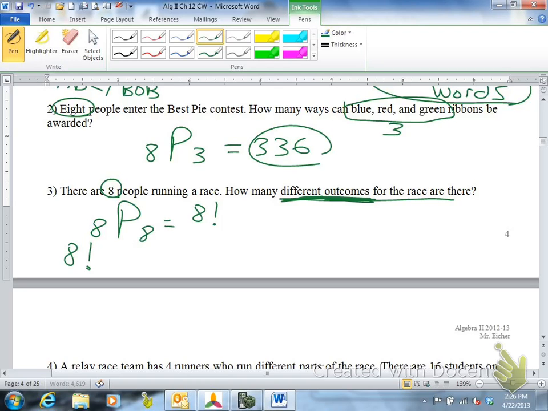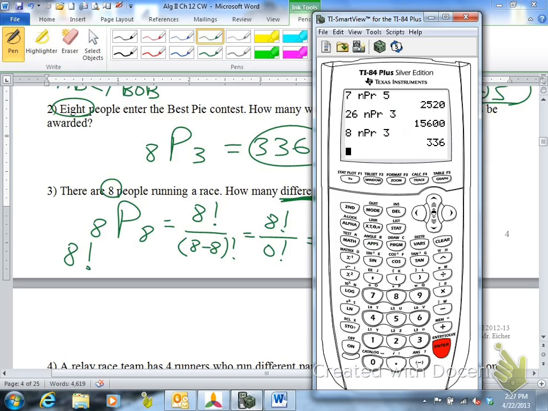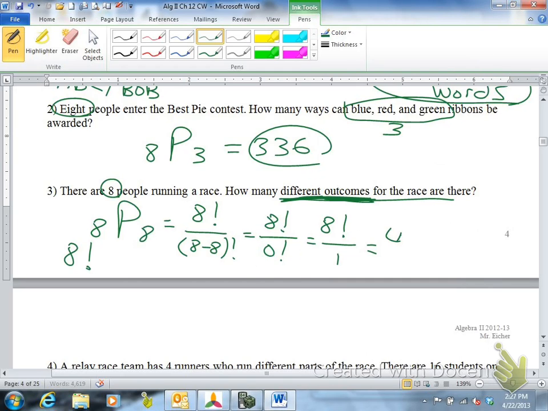So the formula looks like this, where 0 factorial is defined to be 1. So you get the same answer as 8 factorial. So you could just do 8 factorial, which is 40,320.